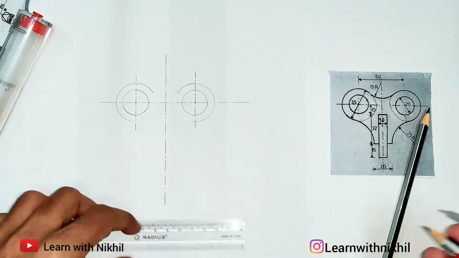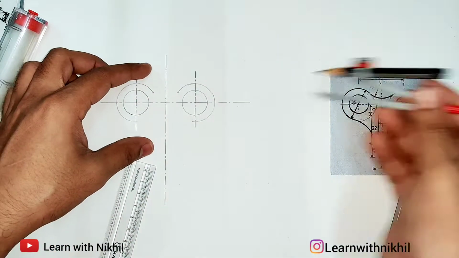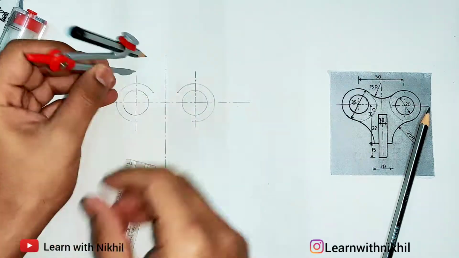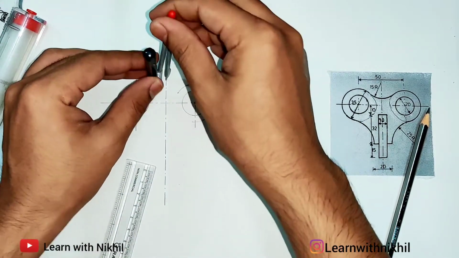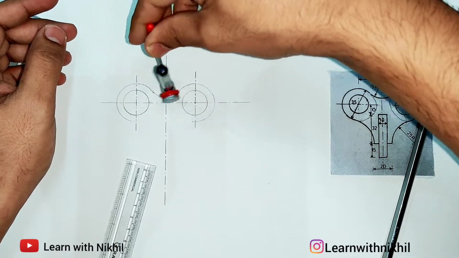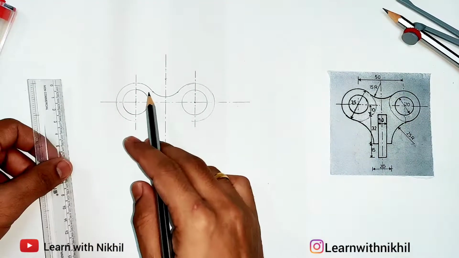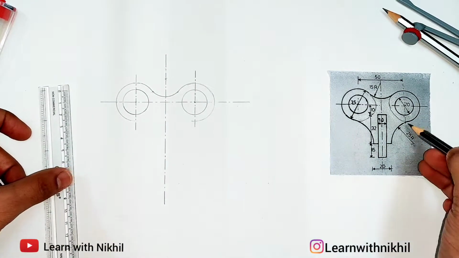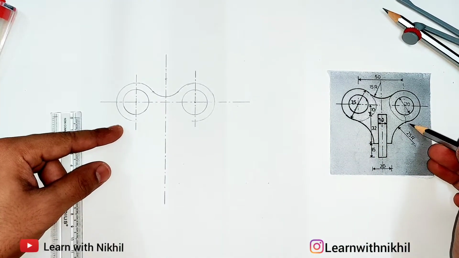Now on the compass I'll take the radius of 15 millimeter. Keep the pointer, cut an arc on the line. It will exactly intersect, and then through that point I'll draw the curve. So with this I've drawn the curve of radius 15. Next, you can see you have a curve on both the sides also.